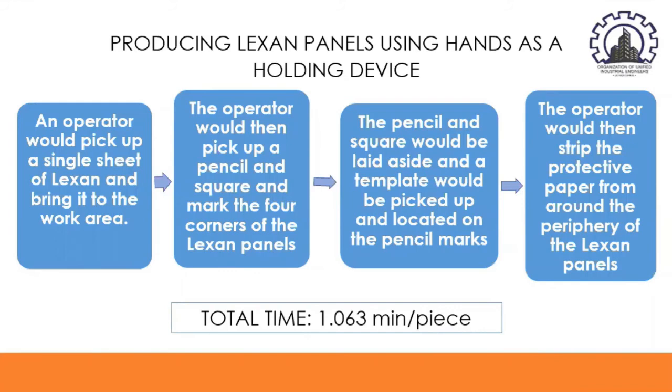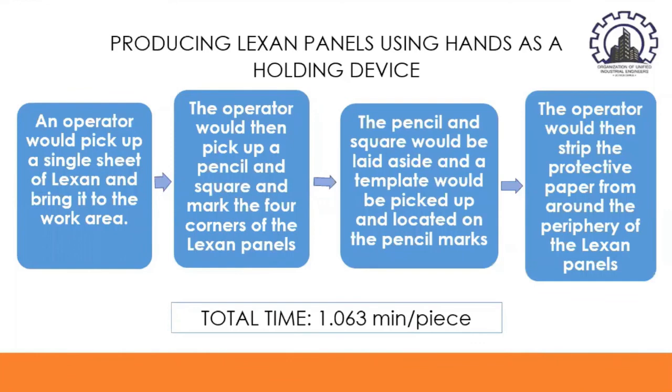Next, the operator would pick up a pencil and square and mark the four corners of the Lexan panel using his dominant hand while the other hand is holding the Lexan panel. Third, the pencil and square would be set aside, and a template would be picked up and located on the pencil marks, still using the dominant hand while the other hand is holding the Lexan panel. Lastly, the operator would strip the protective paper from around the periphery of the Lexan panel while his other hand is still holding the panel.